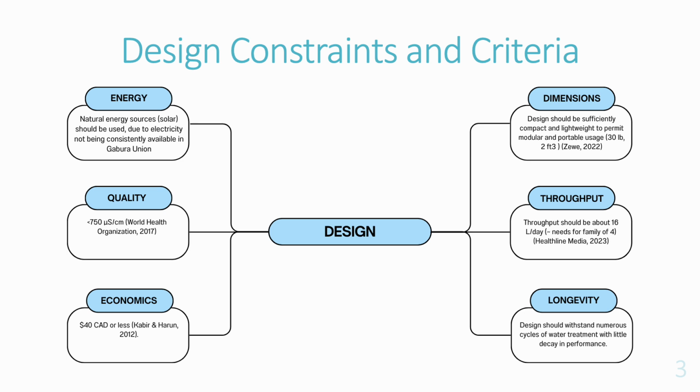The design can only use natural energy sources such as solar or tidal, since electricity is not consistently available in the village. The water must have a salinity level below that set by the World Health Organization, and the total unit for a family must cost less than 40 Canadian dollars.